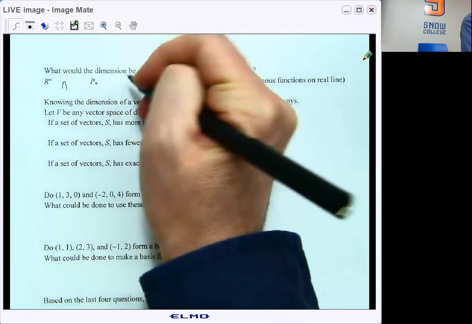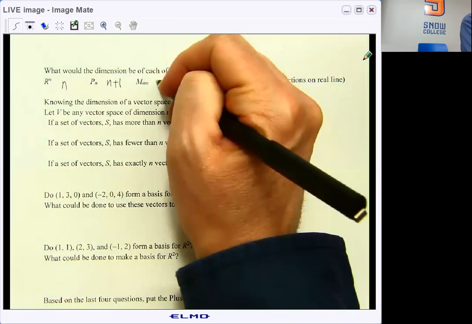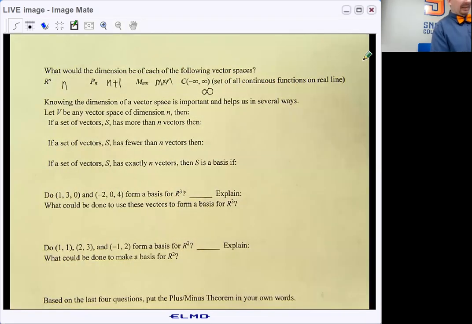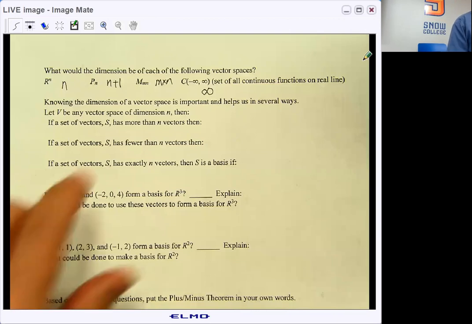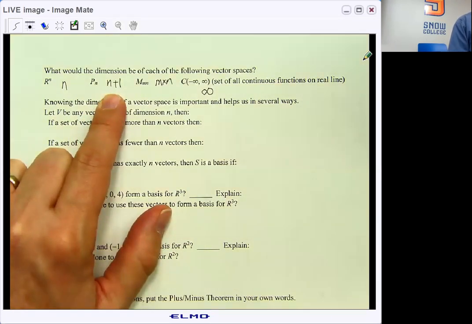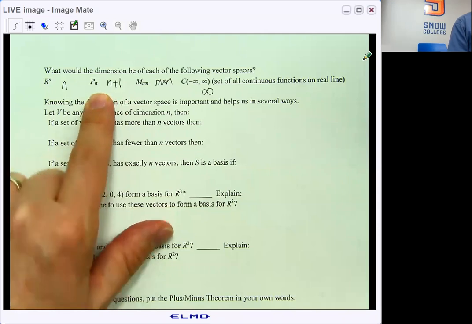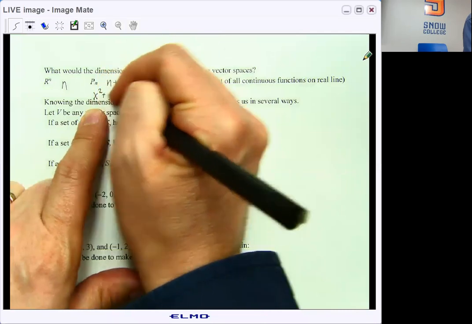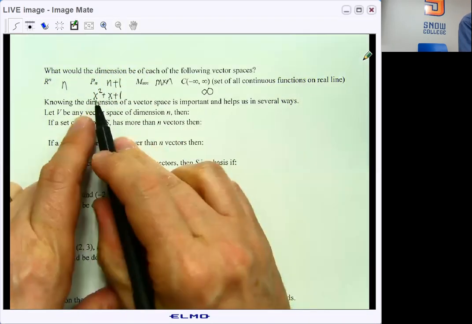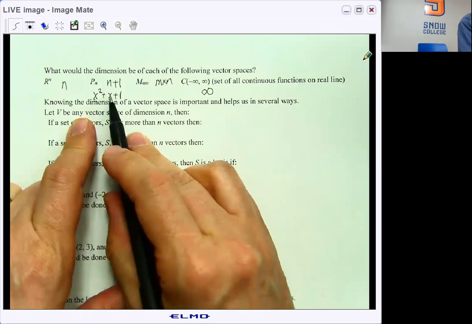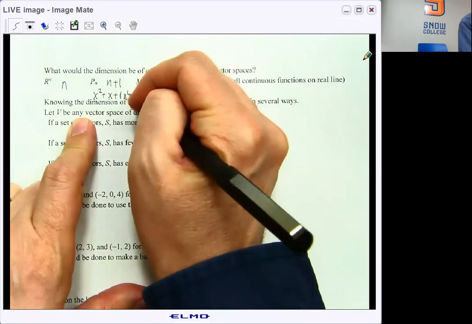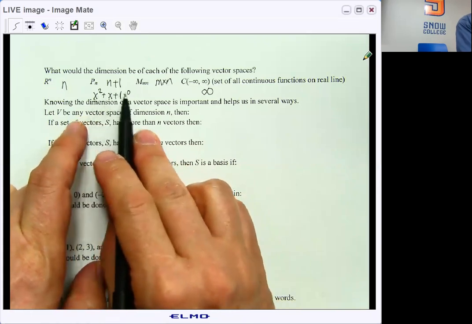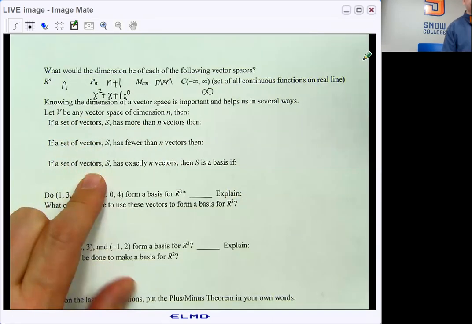Hopefully you got n, n plus 1, m times n, and this one is a little tricky, but it's infinite dimensional. The most common mistake is with P sub n: some people say that its dimension is n, but it is n plus 1. If we're trying to do polynomials of degree at most 2, we've got the x squared component, we've got the x component, and we've got the x to the 0th component. So even though it's x squared, we need not 2, but 3 pieces for its dimension.